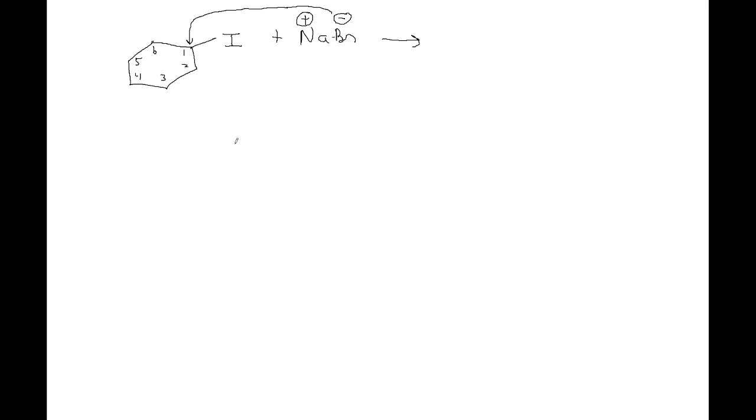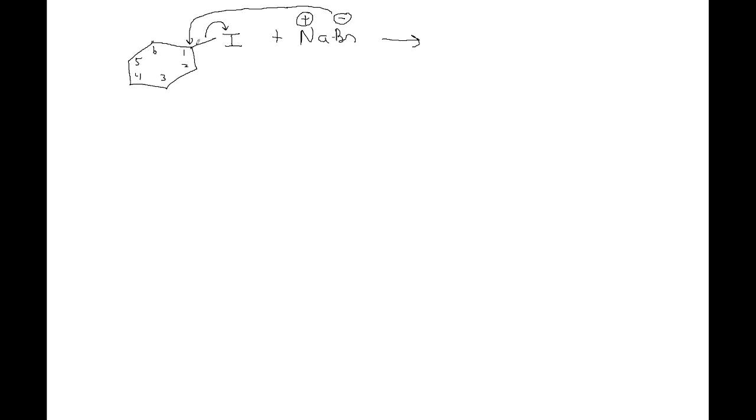And then you would have another arrow going from the bond between carbon 1 and iodine going to the iodine. Good. So what role is carbon 1 playing in this reaction? Nucleophile, electrophile, or leaving group? Electrophile. And how do you know it's a reasonable electrophile? Because it's accepting the electrons from bromine.